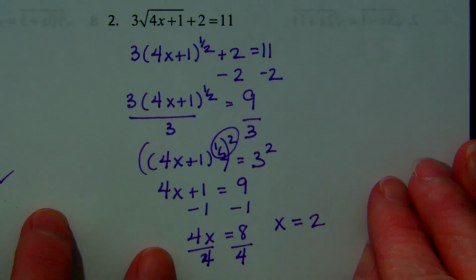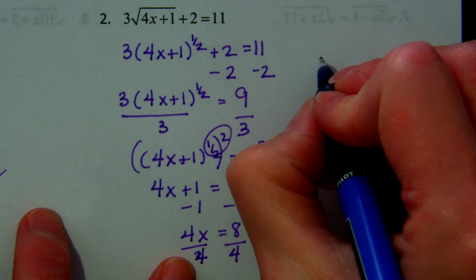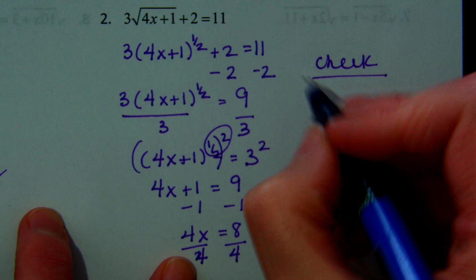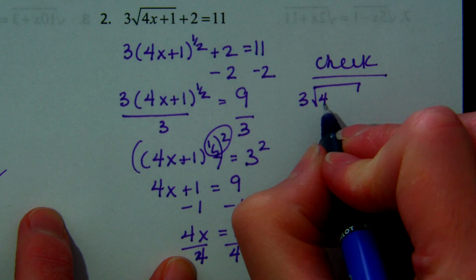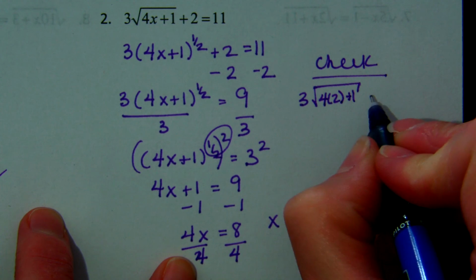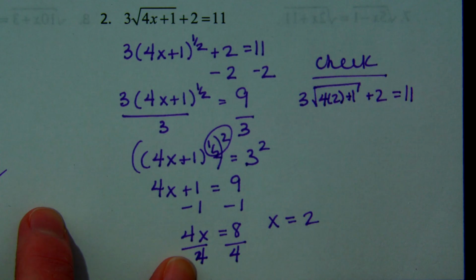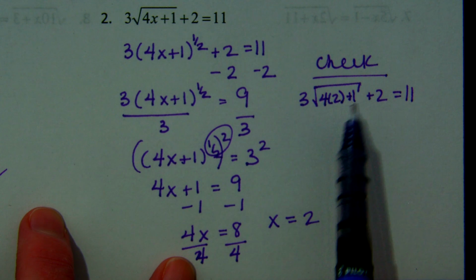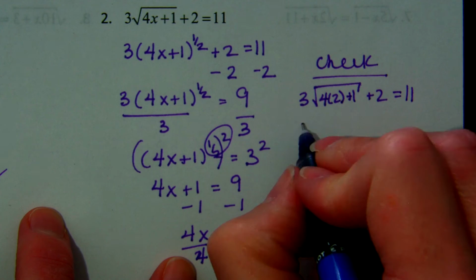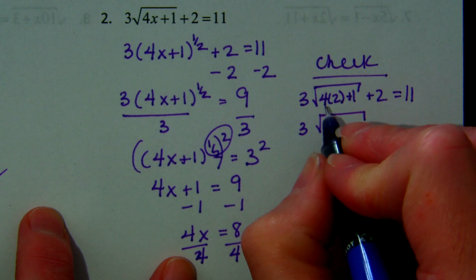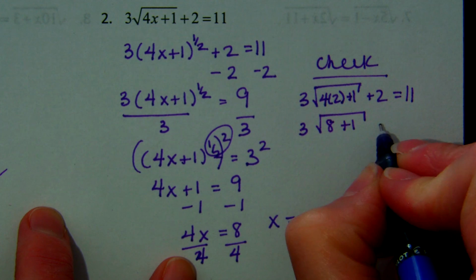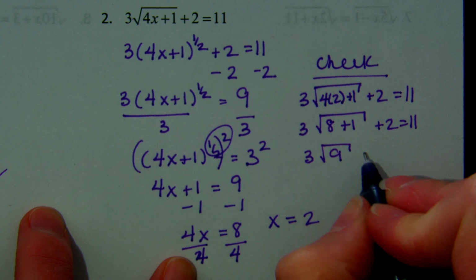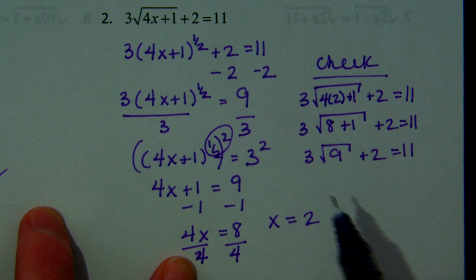Now remember, it is very important for you to check your answers. So we're going to do that and make sure that 2 works. This is 3 times the square root of 4 times 2 plus 1, plus 2 is equal to 11. And we've got to do this in the right order. So the right order is underneath the square root first. So this is 3 times the square root of 4 times 2 is 8 plus 1, and then plus 2 is equal to 11. So 3 times the square root of 9 plus 2 is equal to 11.